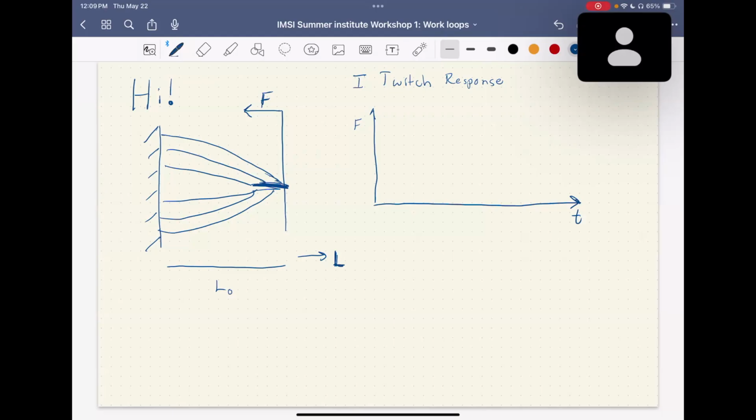Now, if you're not familiar with the physiology side of neurons and muscles, they oftentimes communicate with these digital pulses called action potentials.